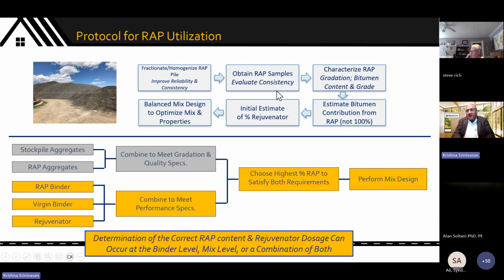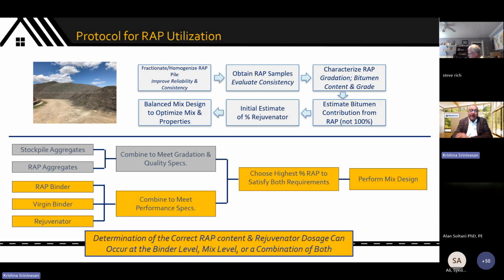You evaluate the consistency. You grade it accurately, the bitumen content, the bitumen grade, etc. You estimate some rejuvenator content. You do some mix design, and you come up with an answer as to what level of dosage you need, what level of RAP you could use, etc. How does that work in a practical situation?